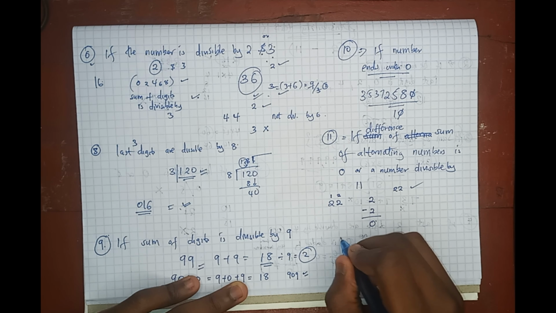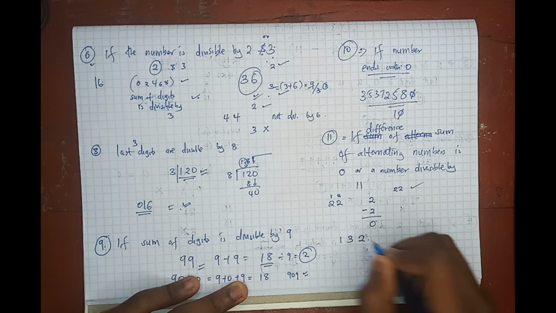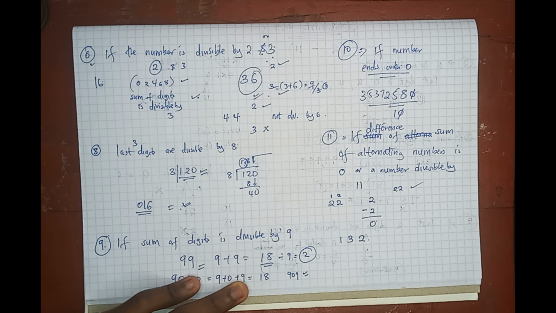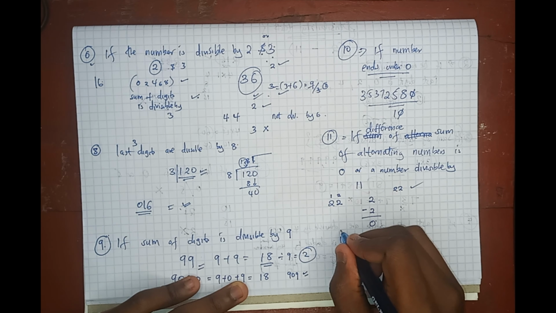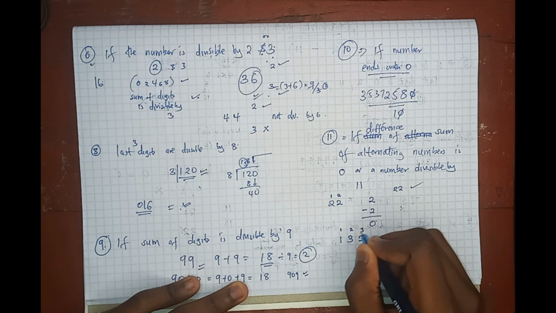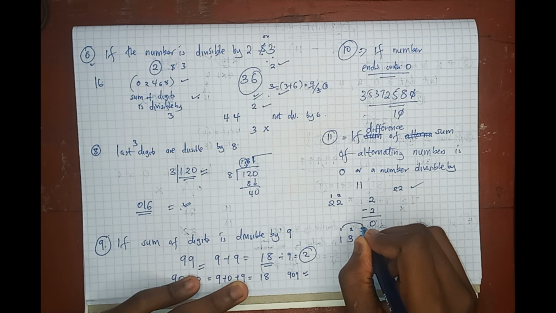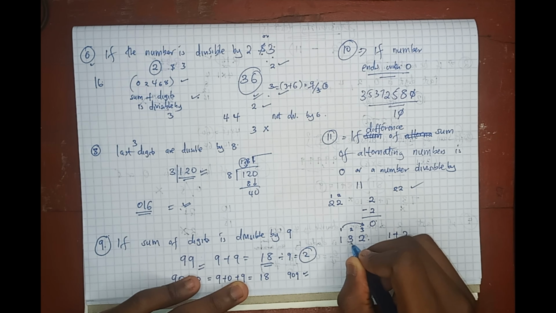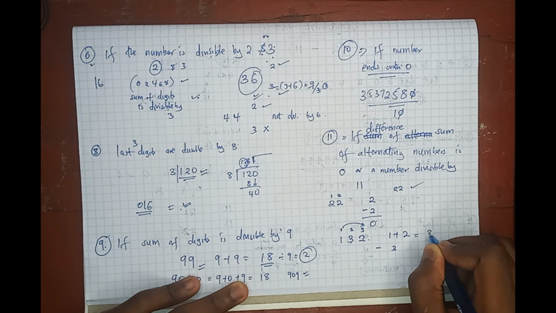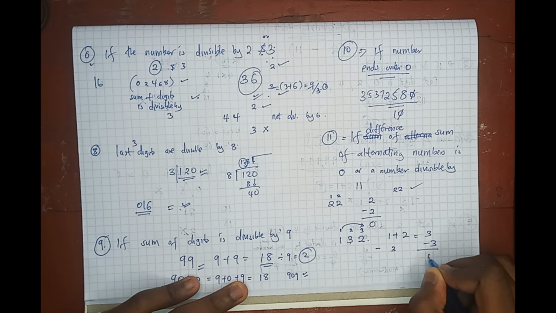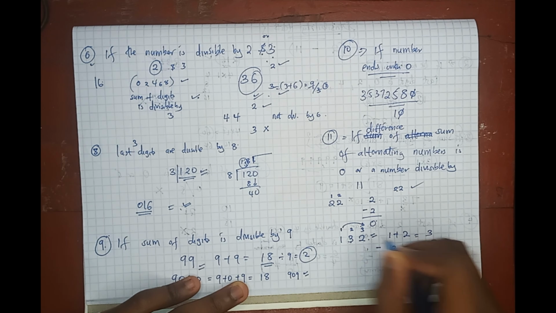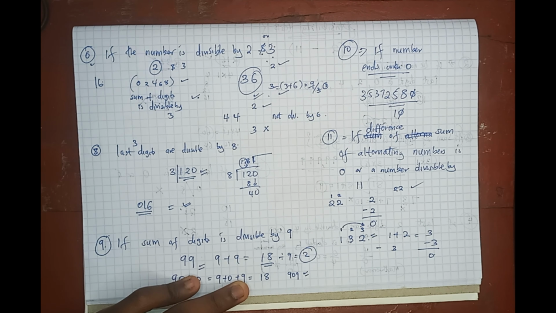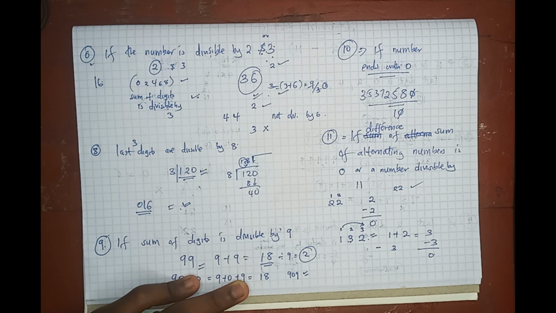Another example is 132. 132 is 11 times 12. You test the numbers in odd positions, which are 1 and 2, so add 1 plus 2, which is 3. The number in the even position is 3. So it will be 3 minus 3 equals 0. So 132 is a number divisible by 11. I hope we have understood up to here.